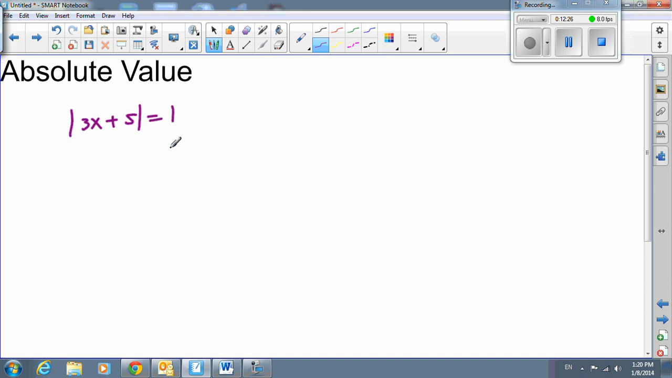Well, that's possible. It means that you always split it in two. The positive side, we say 3x plus 5, or let's start with the negative, is equal to negative 1, or 3x plus 5 is equal to 1. Because the absolute value of negative 1 is 1, and the absolute value of 1 is still 1. And you will solve them separately.